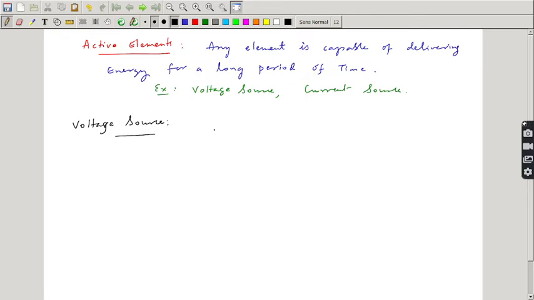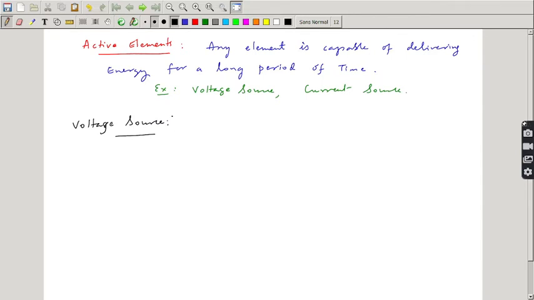In the first video we defined the types of elements: active elements and passive elements, with subcategories also given. Once you go through the first video, you can easily understand the things. In the case of the voltage source, I have two types: one is the ideal voltage source, another one is the practical voltage source.